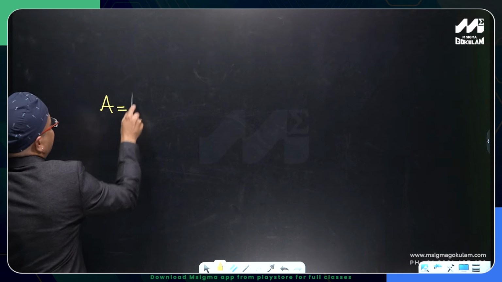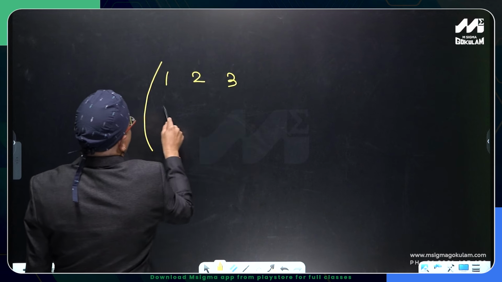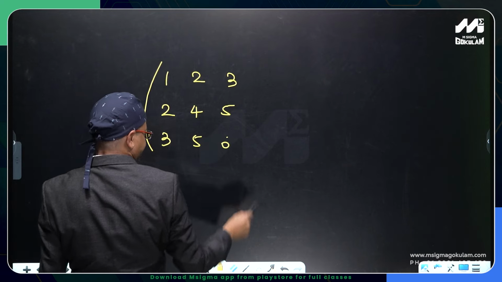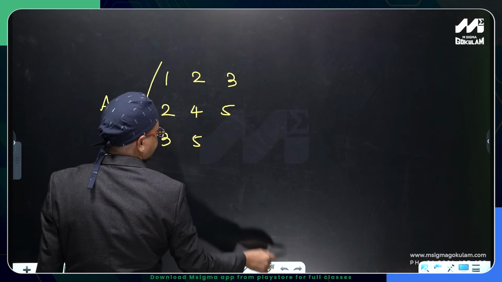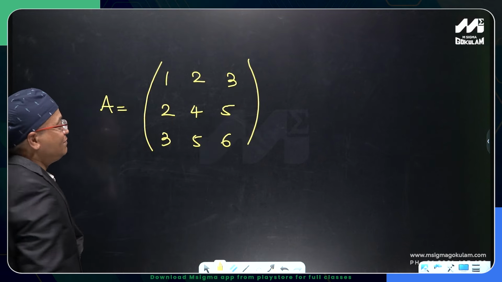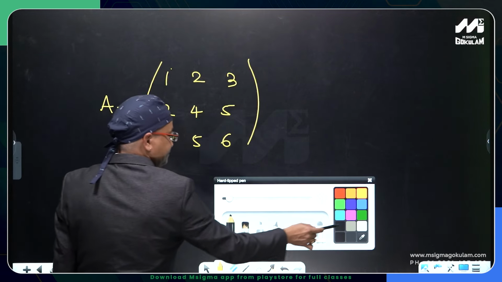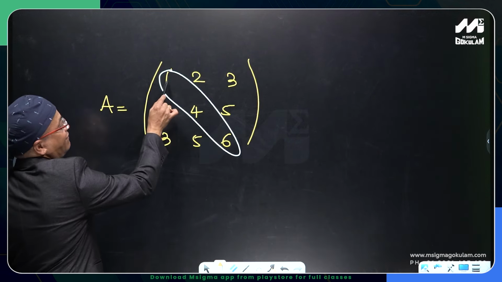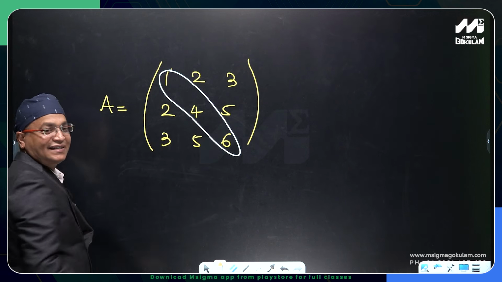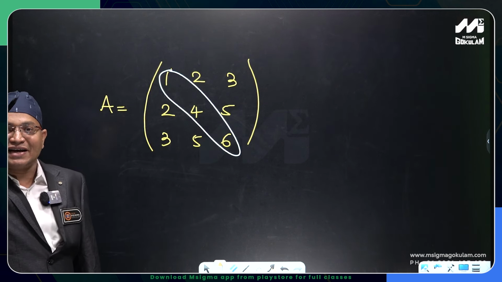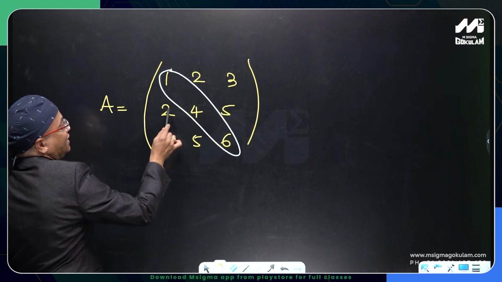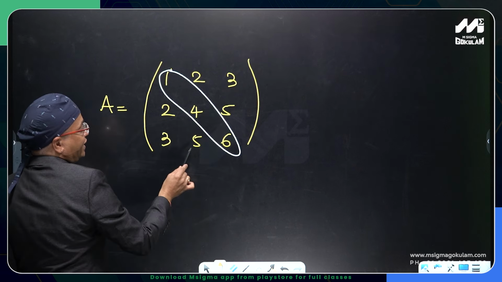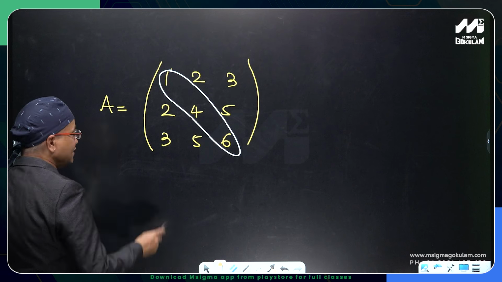Suppose I have one matrix like this. 1, 2, 3; 2, 4, 5; 3, 5, 6. You observe, with respect to the principal diagonal, this is actually the A11 position, A22, A33, so I, J are the same in the diagonal part only. Here A12, here A21; A13 is 3, A31 is 3; A23 is 5, A32 is 5. This is called a symmetric matrix.